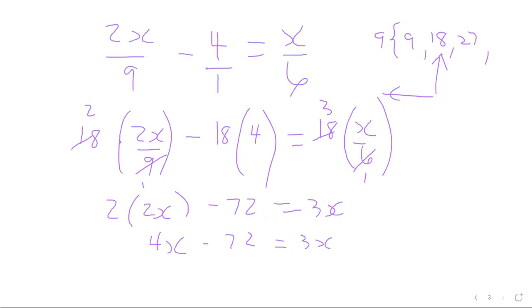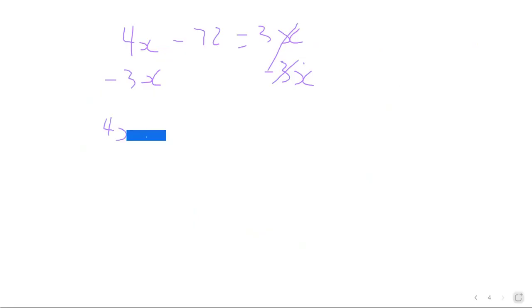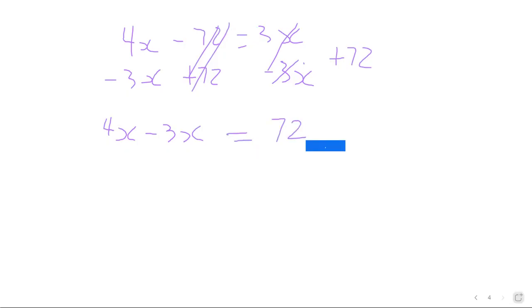So 4x minus 72 equals 3x. Now the 3x has to come to the 4x. So I'm going to do a minus 3x because it's positive, minus 3x. So these will cancel out. So I've got 4x minus 3x. Now the 72 is a negative, so it gets a plus, and then you bring a 72 here. Equals 72 on that side.